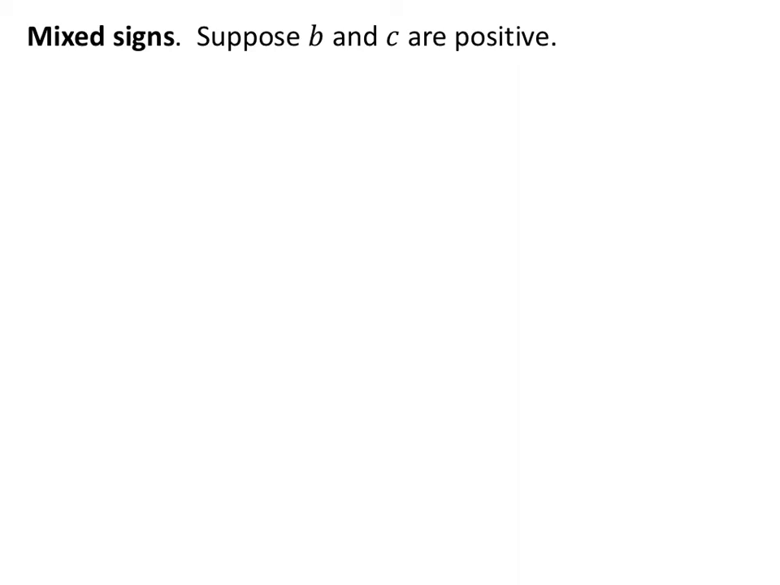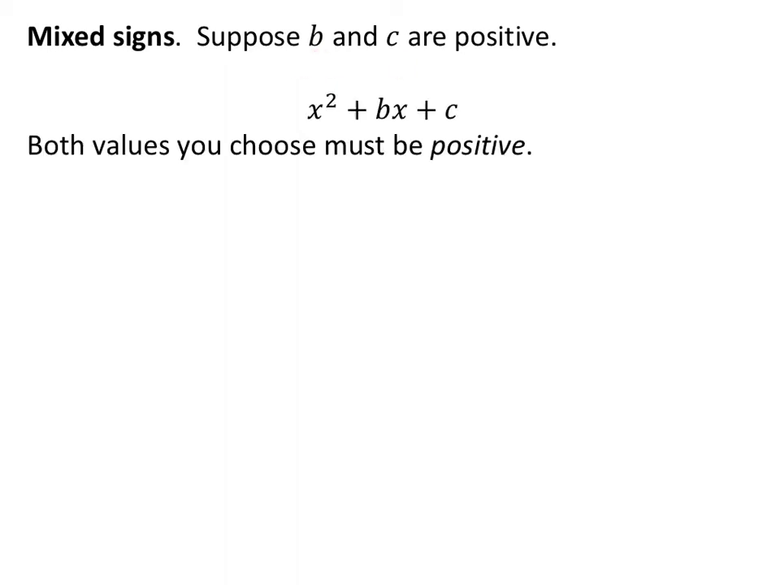Okay, so let's look at how we would mix the signs. Suppose I have two numbers b and c which are positive. Now those, remember, are related to the coefficient of x and the constant term. Remember these are positive. If I have something along these lines, remember I'm choosing two numbers whose product is going to be c. Well, in this case, it's a positive value. Their sum has to also be a positive value, so the two numbers we might choose must be positive.